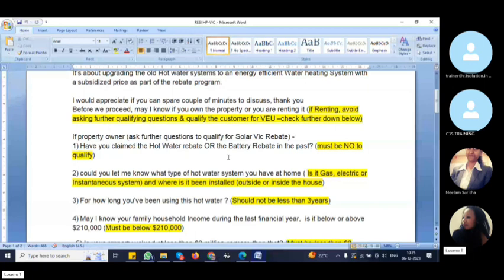If they say, I'm using gas, that's wonderful. May I know if you own the property? Am I speaking to the owner of the property, or are you renting the property? Right. So again, the questions can be asked the other way around, depending on the situation or depending on the responses from the customer.